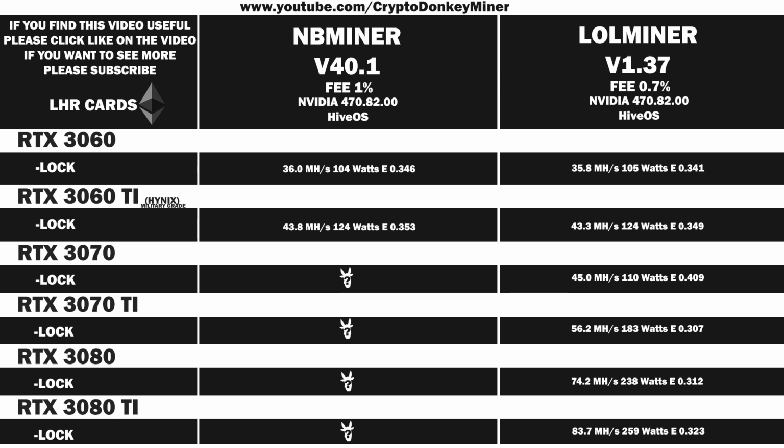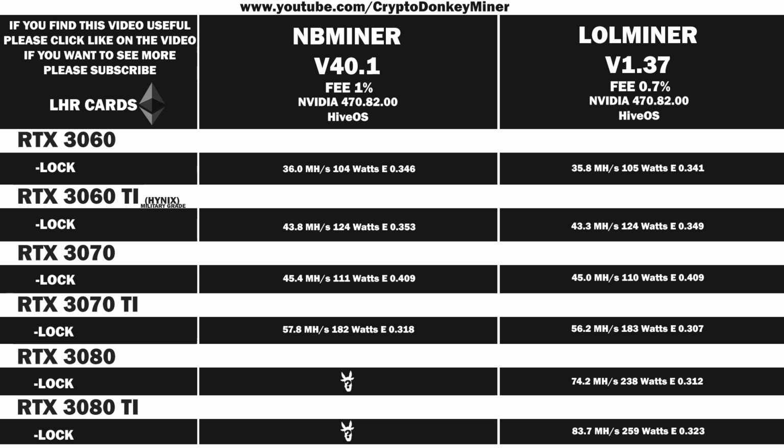Moving on to the RTX 3070 LHR, 45.4 megahash per second at 111 watts, which gives an efficiency of 0.409. Now it's time for my favorite DIY card, the RTX 3070 Ti. 57.8 megahash per second at 182 watts, which gives an efficiency of 0.318.